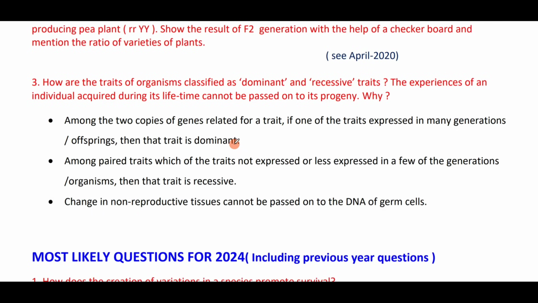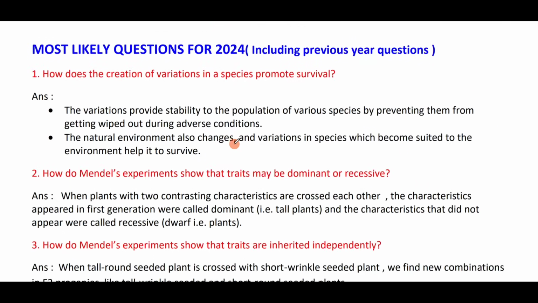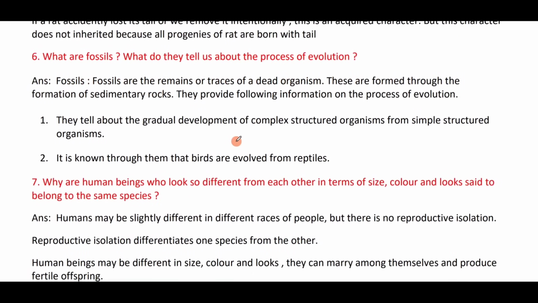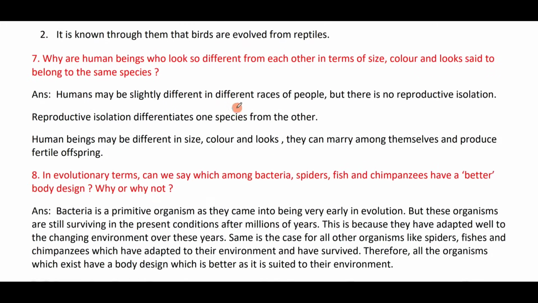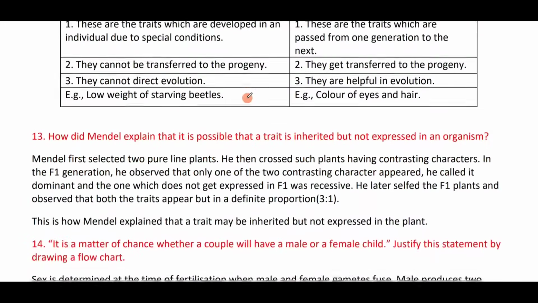Traits acquired during the lifetime of an individual cannot be passed on to his progeny. Dear students, these are the other important questions for your examination. You can see that the monohybrid experiment and the dihybrid cross experiment are very important. How the sex of the child is determined, and fossils, how to determine the age of fossils. All these are important questions. Do try to learn and practice all these questions.